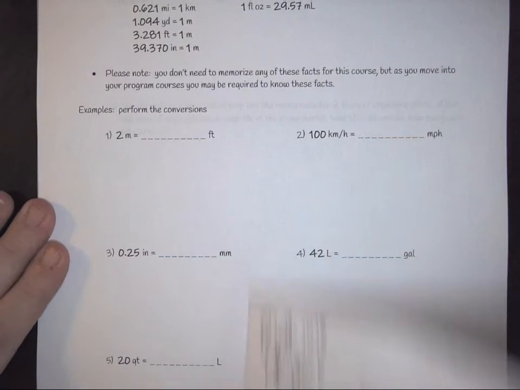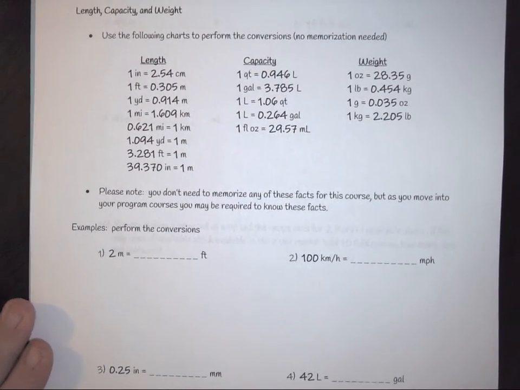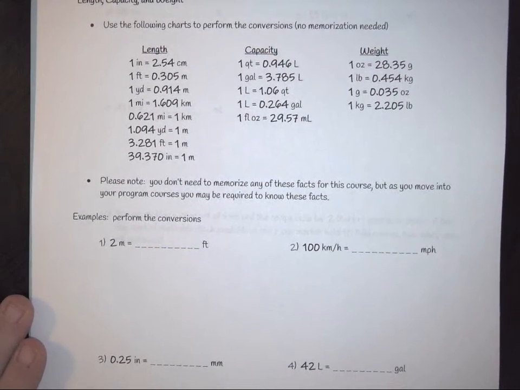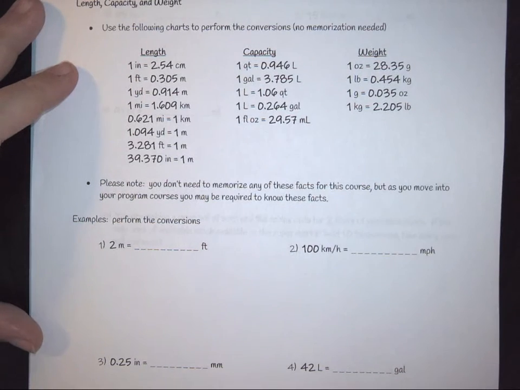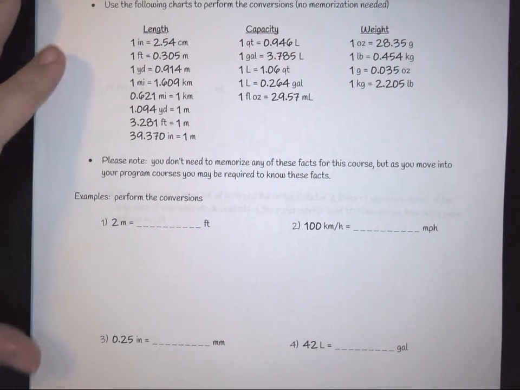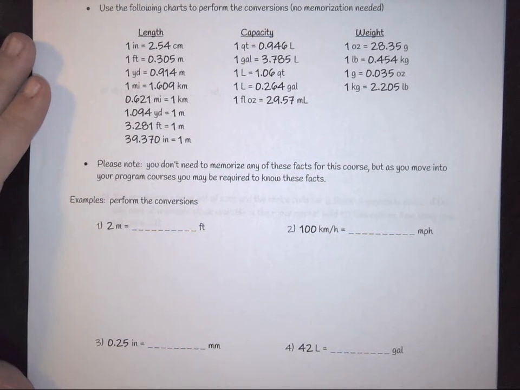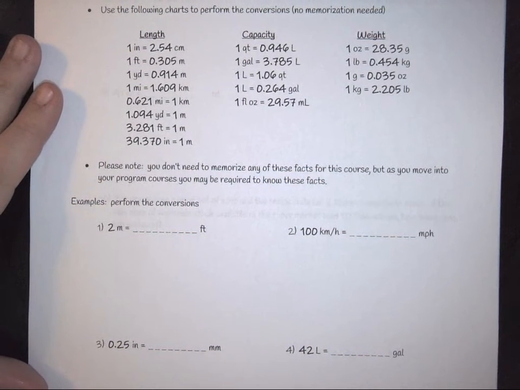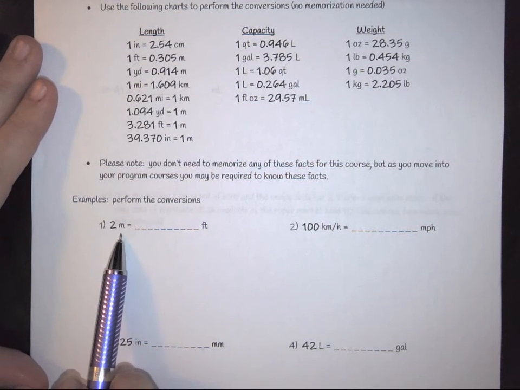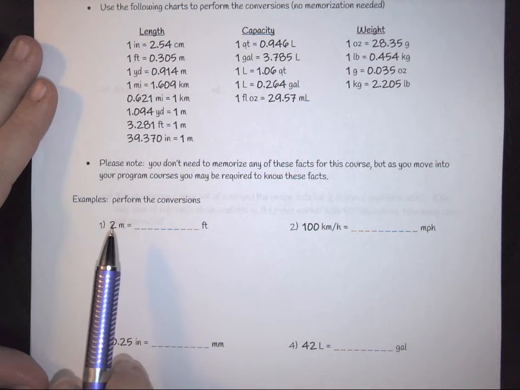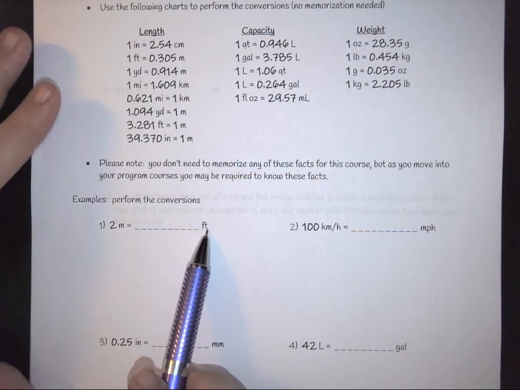Okay. Now the other thing that we have is some generalized ideas for length, capacity, and weight. Notice these are a little bit different than some of the normals. Here we're going to look at some examples of simply going back and forth between the two systems to perform these calculations. For example, this first one, we're going to go from meters to feet. So we're going from the metric into the US system. We're talking about length.